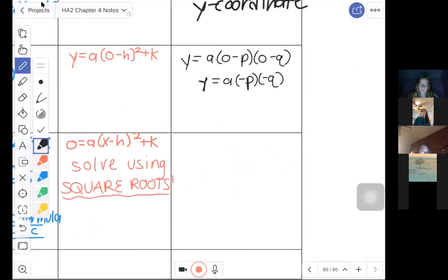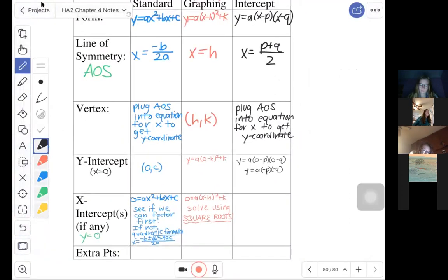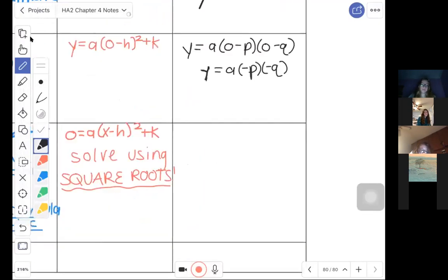And lastly, for x-intercepts for intercept form. What will they be? Intercept form. X-intercepts. Madison, what are our x-intercepts going to be for intercept form? Aren't the x-intercepts just the p and the q? So p comma 0 and then q comma 0. Yeah, awesome. Perfect.